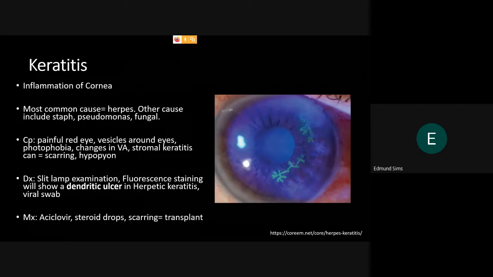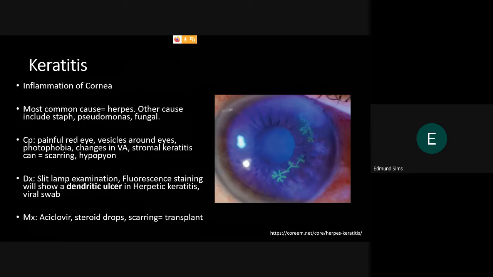So I suppose in the same way that in Ramsay-Hunt syndrome you get vesicles in the ear canal, in herpetic keratitis you can get vesicles around the eye. You can get changes in visual acuity. And depending on what layer of the cornea it affects, if it affects the stroma, you can get stromal keratitis, which can cause scarring.